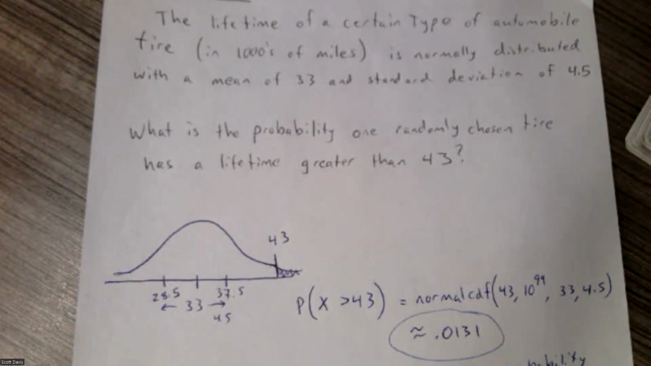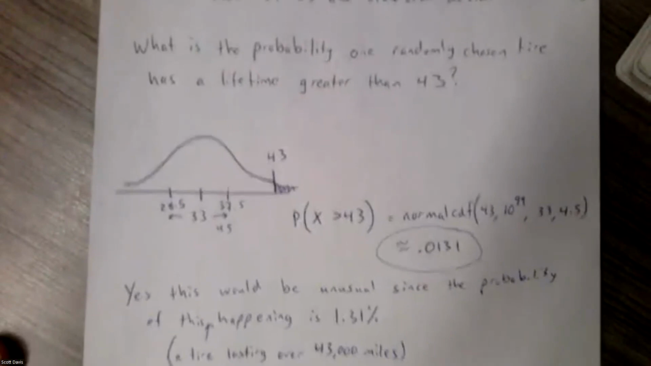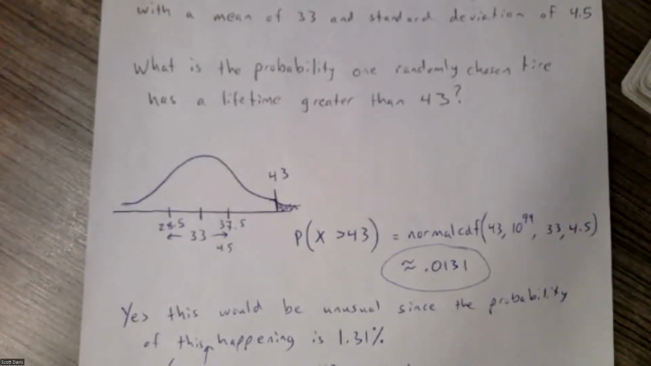So I drew my normal distribution. I labeled the mean. I went out 1 standard deviation in each direction for scaling. Again, that's very important. And then we are asked specifically about 43, so I've labeled that 43 and shaded the appropriate region. I'm looking for tires lasting more than 43,000 miles. I've also included the proper notation, probability that X, my random variable, is greater than 43. And then here's what I've entered into my calculator to get the answer.